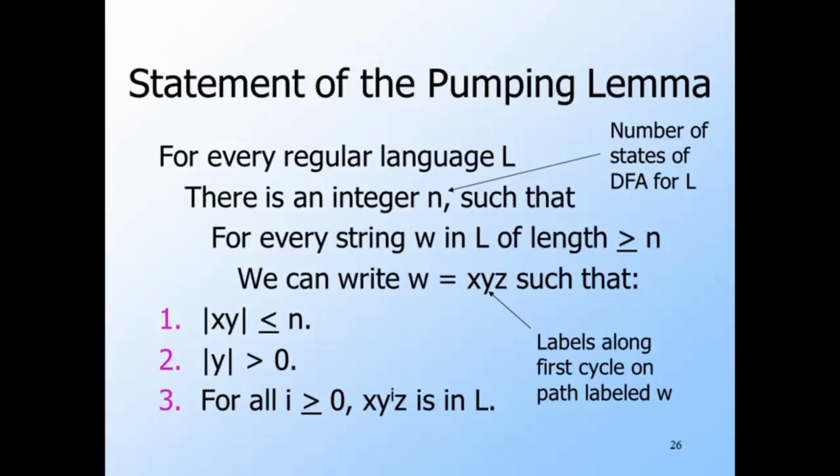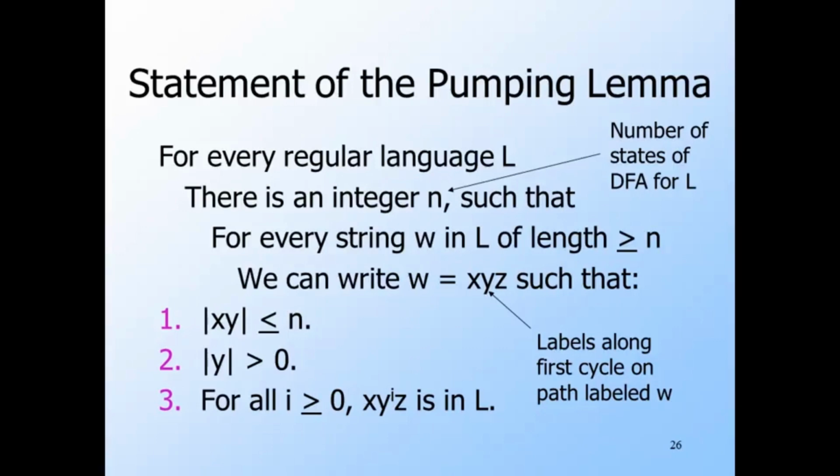Now you get to pick the string w, subject only to the constraint that it is at least as long as n, the number the adversary picked. Next, the adversary has to break your w up into xyz, subject to the constraints that the length of xy is at most n and the length of y is at least 1. You win the game by picking an i such that xy^iz is not in L.